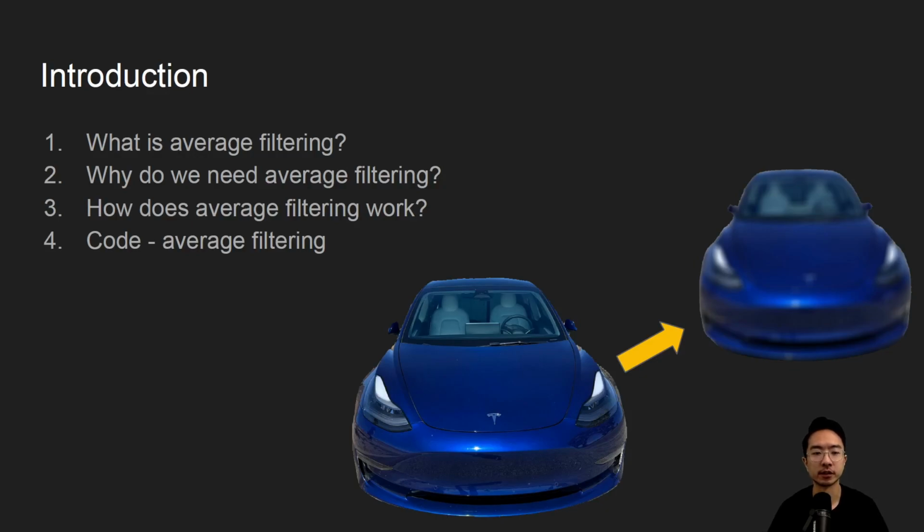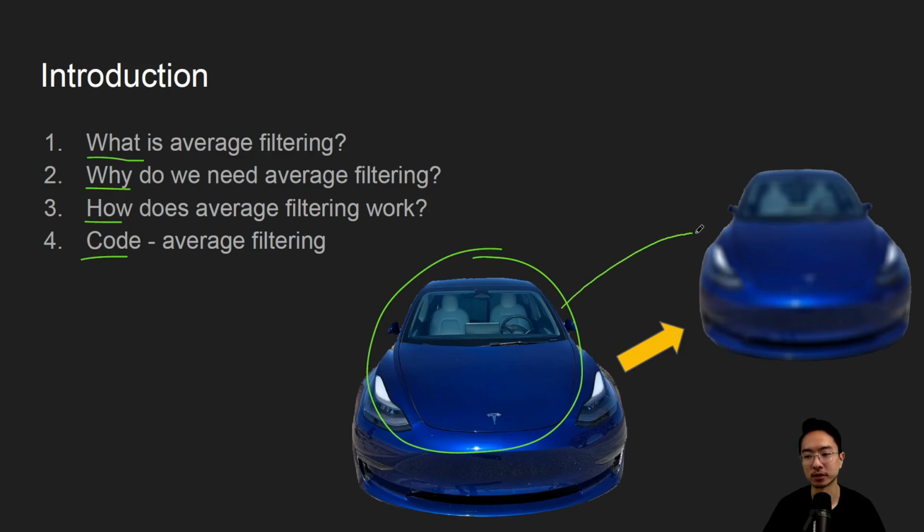All right, in this video, we're going to talk about average filtering in OpenCV using Python. So we'll start off by saying what it is, why we need it, how does it work, and jump straight into a coding example. By the end of this video, we will see how we could transform this image here to this blurry image here on the right.